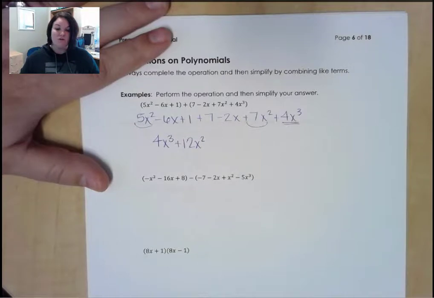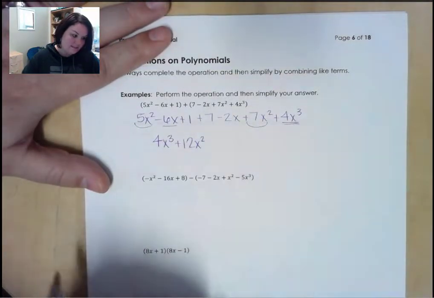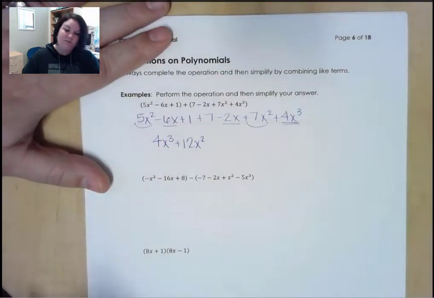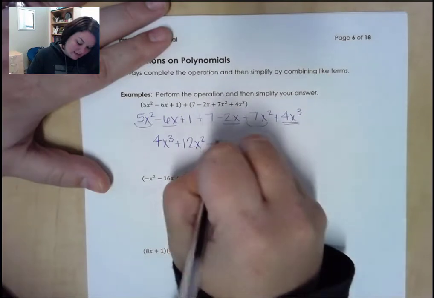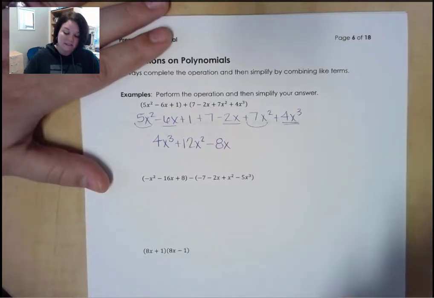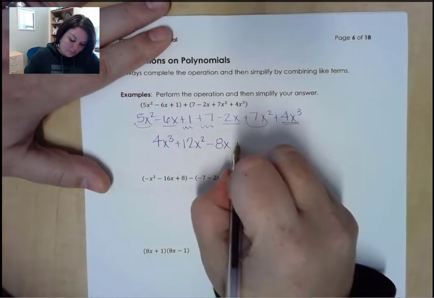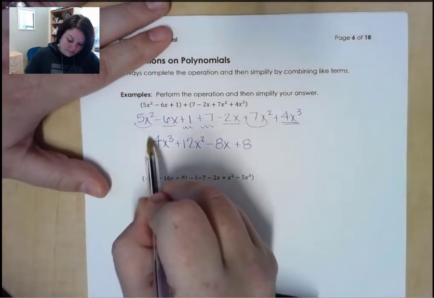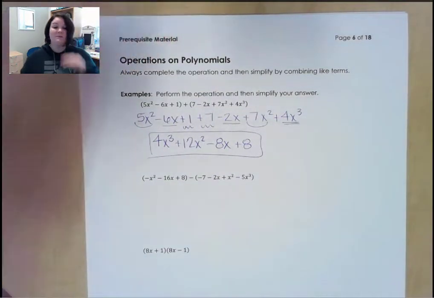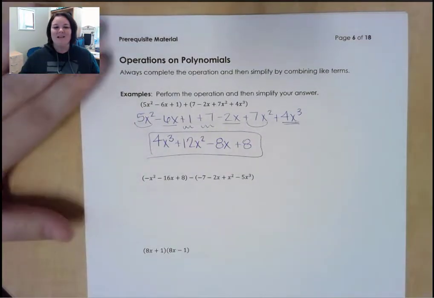And then we move down to our x's. So notice here I have a negative 6x and I have a negative 2x. So negative 6 and negative 2 gives me negative 8x. And then the last thing we have to do is just combine our constants. So positive 1 and positive 7 gives us a positive 8. So that's as simplified as we're going to get it for the purposes of this class for right now. Okay, so easy enough. So let's look at another one.